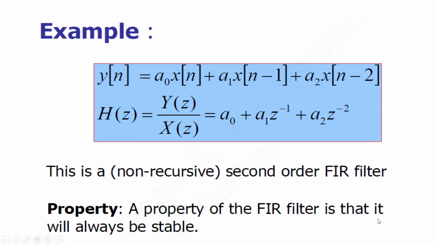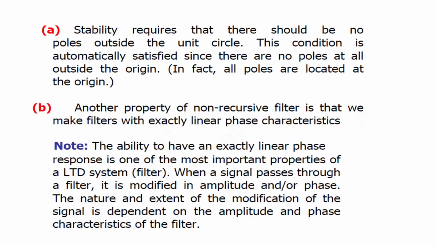A property of the FIR filter is that it will always be stable, because there is no denominator in the equation. We will look at this point in the next slide. Stability requires that there should be no poles outside the unit circle. And in the case of FIR filters, this condition is automatically satisfied since there are no poles at all outside the origin.